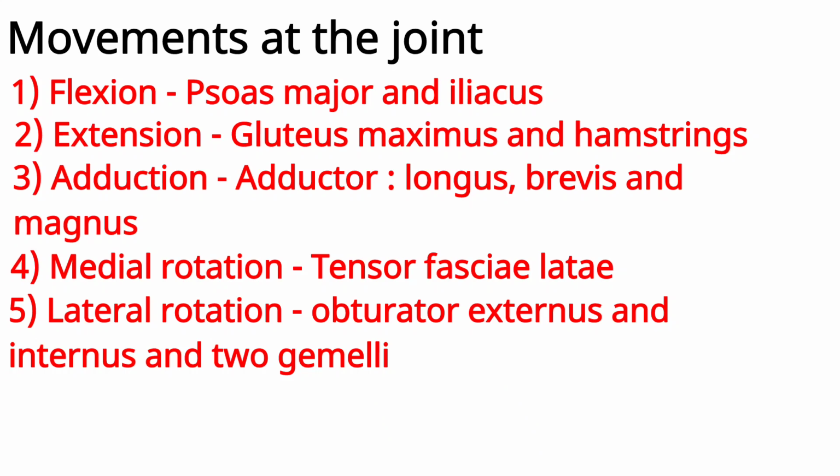It is very simple. Movements of the hip joint. So at the hip joint we can perform flexion, extension, adduction, medial rotation and lateral rotation. Also abduction. Okay, so flexion of the hip joint is performed by psoas major and iliacus. Anterior relations, extension is performed by gluteus maximus and hamstrings. Remember, both of them are the muscles of the extensor compartment of the lower limb, and adduction is performed by the adductor compartment muscles, that is longus, brevis and magnus, and medial rotation is performed by the tensor fasciae latae. Lateral rotation is performed by obturator externus and internus with two gemelli.